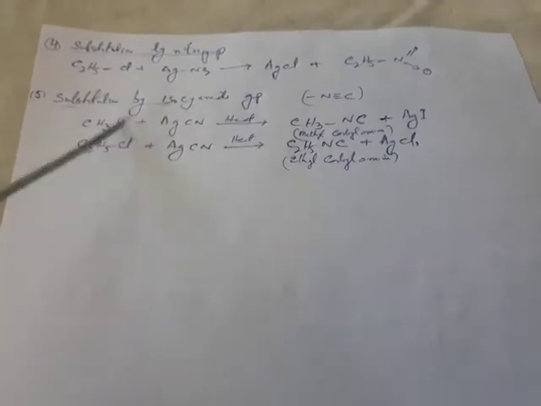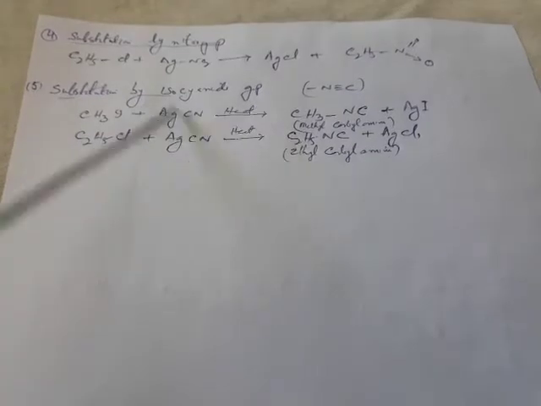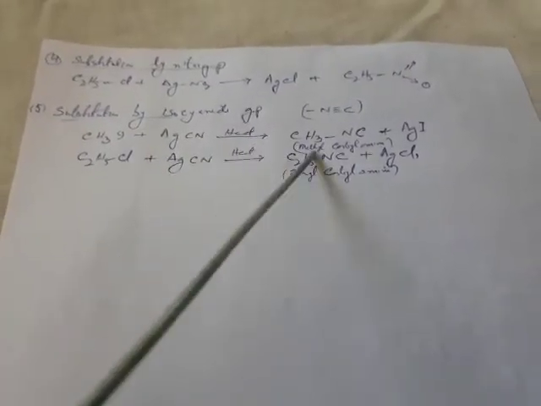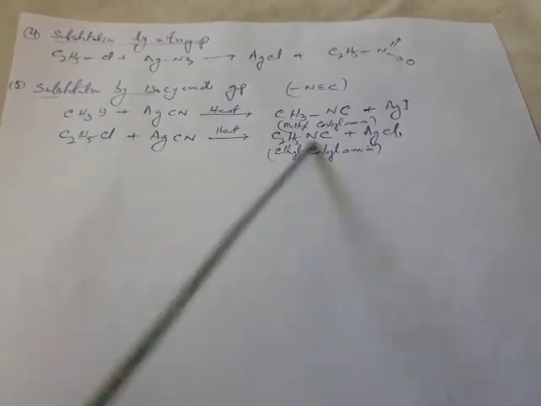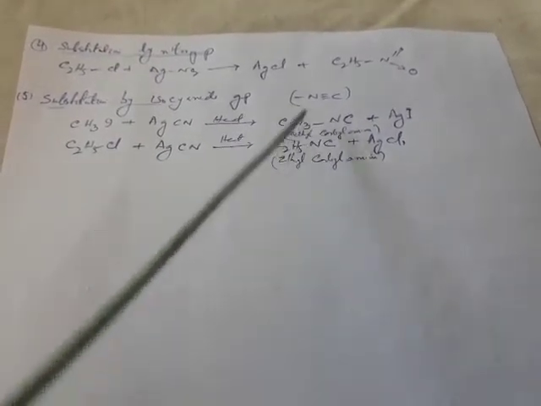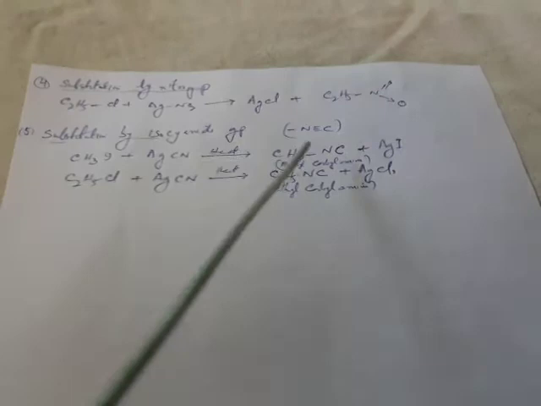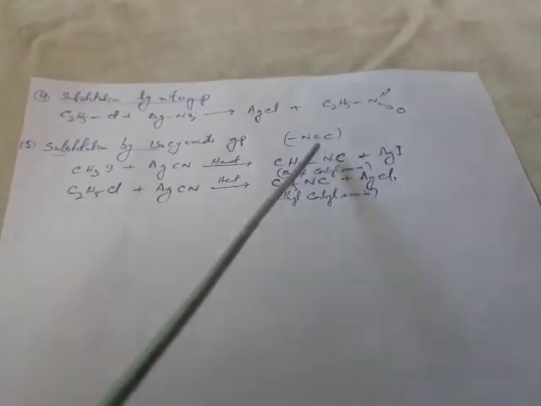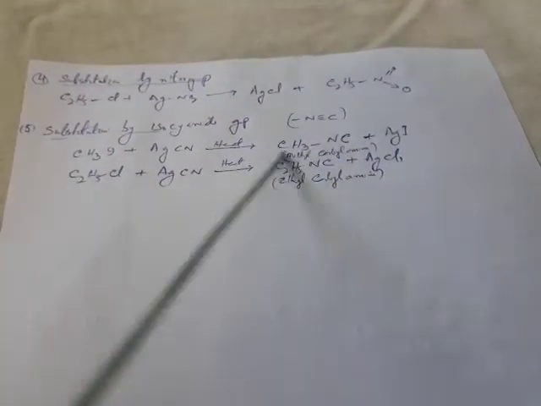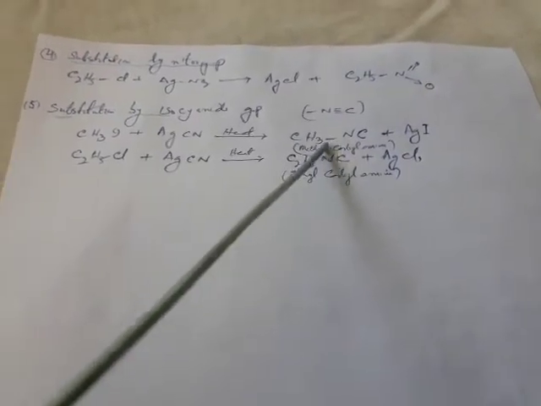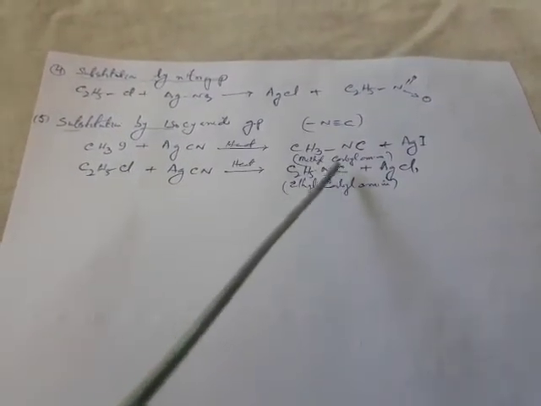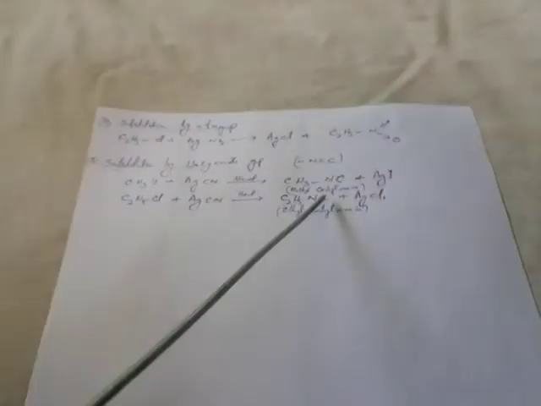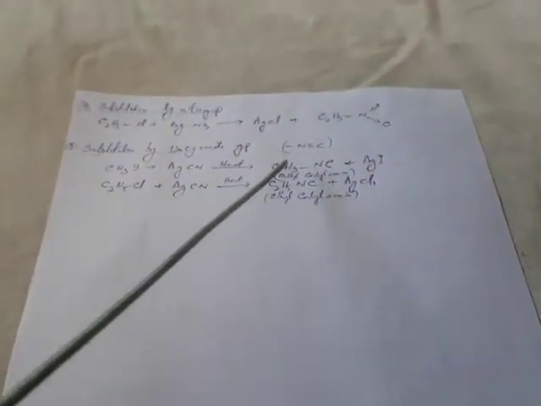Then another reaction is by isocyanide group. In this reaction, alkyl halides, when treated with silver cyanide, give rise to the formation of alkyl isocyanides. This is the major product obtained, although alkyl cyanide is also formed, but the major product is alkyl isocyanide. This is the best reaction used for the synthesis of isocyanides, which we also call isonitriles.